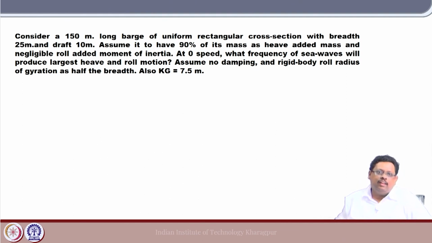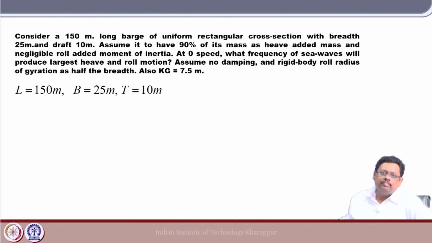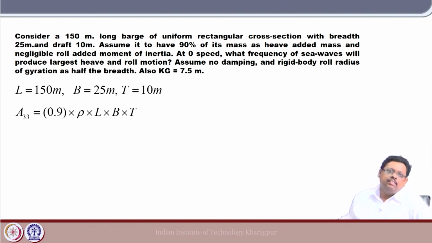Okay. So, now how do I solve this problem? Let us first write the formula. Let us solve the first problem and try to figure out the formula for the natural time period or frequency for heave mode. Now, this data is given to you: L equals 150 meter, B equals 25 and T equals 10 meter, and it is given that 90% of the mass should be your heave added mass.